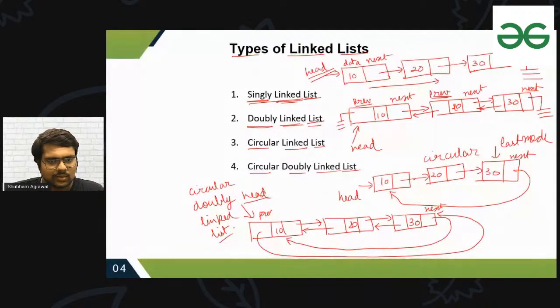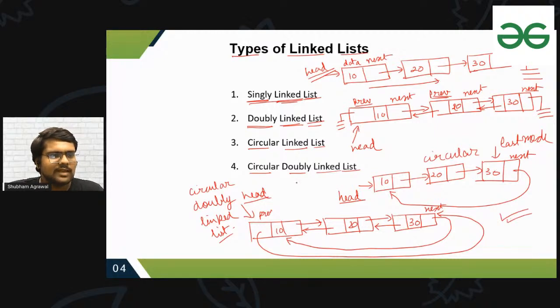So there is no end in the circular list, but we have the starting node, which is pointed to by the head node. Okay, then we have the circular doubly linked list, in which we have a doubly linked list, and the next of the last node will point to the first, and the previous of the first node will point to the last node. Okay, so this is about the circular doubly linked list.